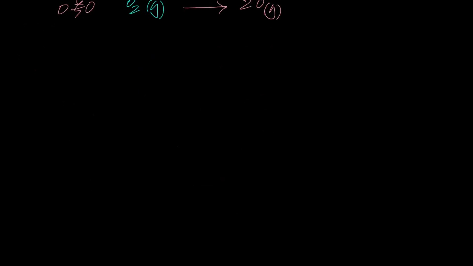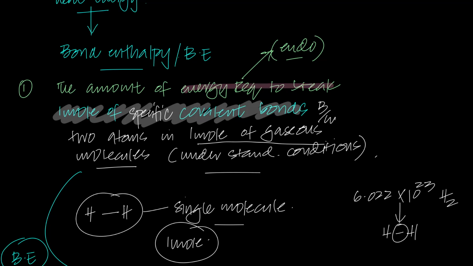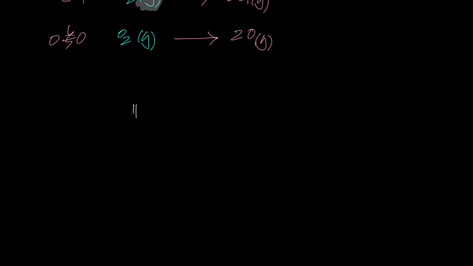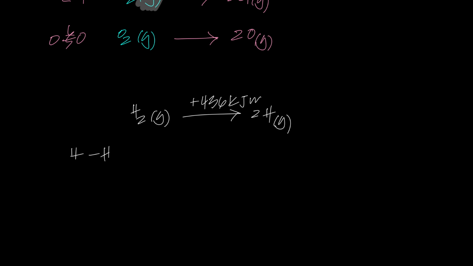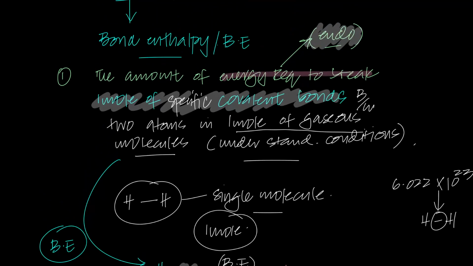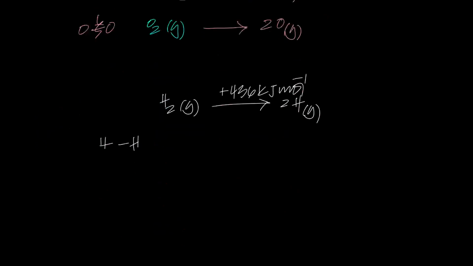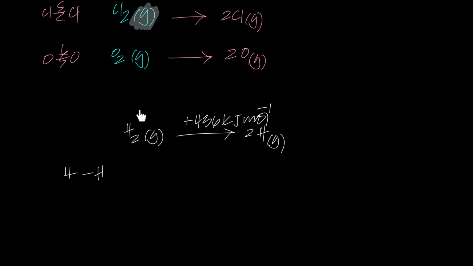It's also worth noting that although bond enthalpy is defined from the perspective of an endothermic process, if I were to break the bond between two hydrogen atoms in a hydrogen molecule and end up with 2 hydrogen gaseous atoms, this bond enthalpy, let's suppose, is plus 436 kilojoule per mole. Because remember, bond enthalpy is for 1 mole of gaseous molecules. So if I break 1 mole of a specific covalent bond in 1 mole of gaseous hydrogen molecules, I'm going to end up with this much energy, right?